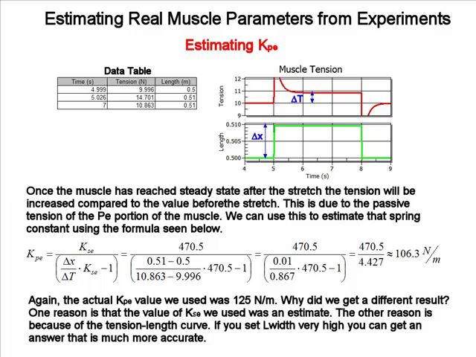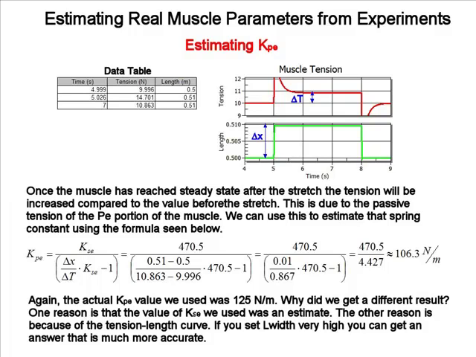Next, after the peak tension has decayed back to a new resting level, the tension is greater than it was before. This is due to the passive properties of the muscles. We can again use this change in tension for a change in length to estimate the PE spring stiffness using the equation shown. We get a value of 106.6 newtons per meter. Again, this is different than the actual value that we used, which was 125.